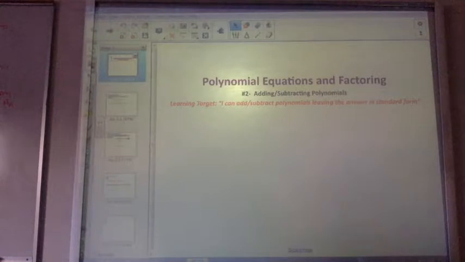4x squared minus 10x minus 6, second degree trinomial. Number 16, combining like terms, you get 15x squared minus 12x. So it's a second degree binomial when you combine like terms.